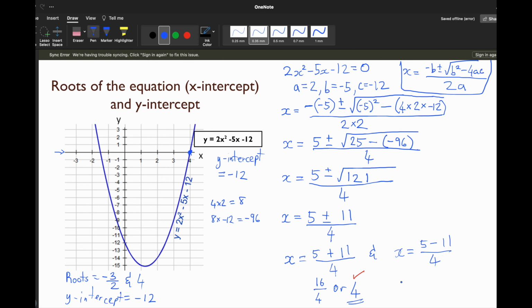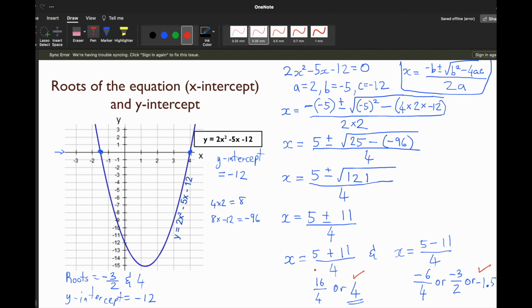And then the next one, x is equal to 5 take away 11. So 5 take away 11 is minus 6 over 4. Now this could be reduced, since 2 goes into both of these numbers, to minus 3 over 2, or like we were saying earlier, negative 1.5, because negative 3 divided by 2 is negative 1.5. As you can see here, that is what this represents. So we know we are also good here.